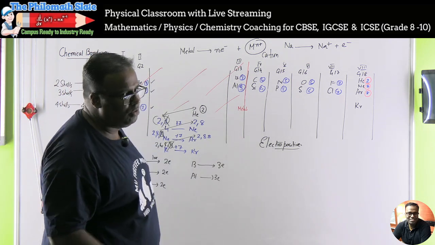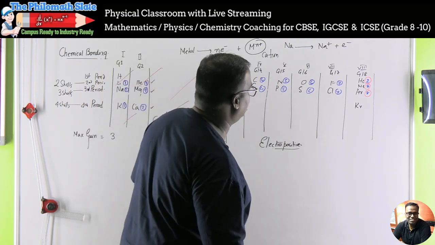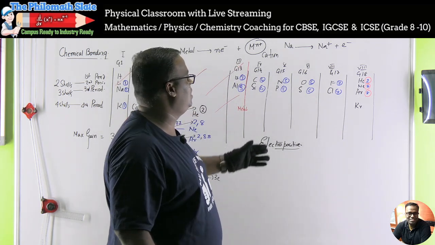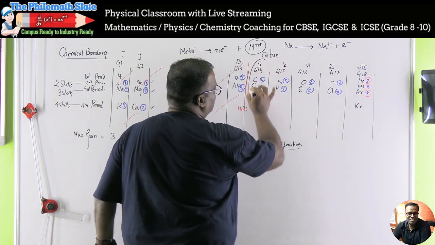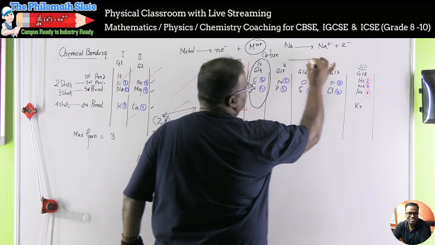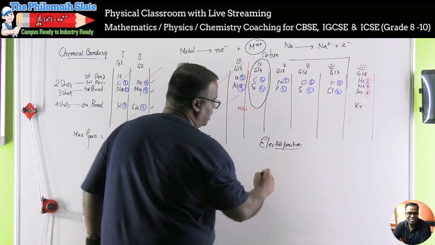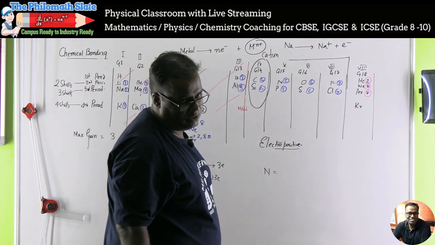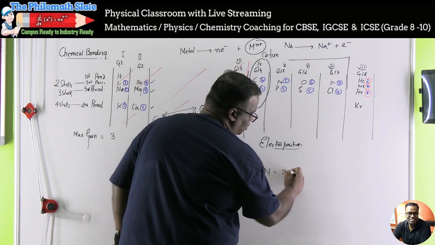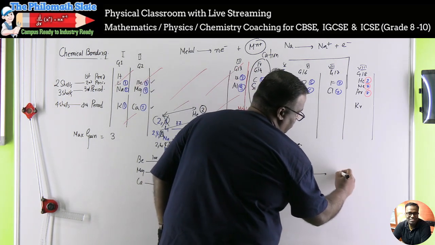Now let us have a look at some of the non-metals. Let's take up non-metals, we will not study this group right now, थोड़ा सा देर में पढ़ेंगे. Let us take all these 3. Let's take nitrogen. Nitrogen's atomic number is how much? 7. So what is the electronic configuration? 2 5. It wants to become 2 8.